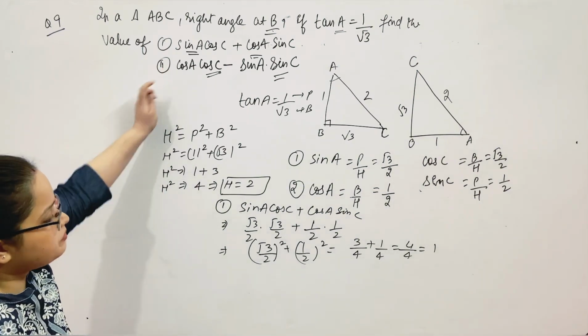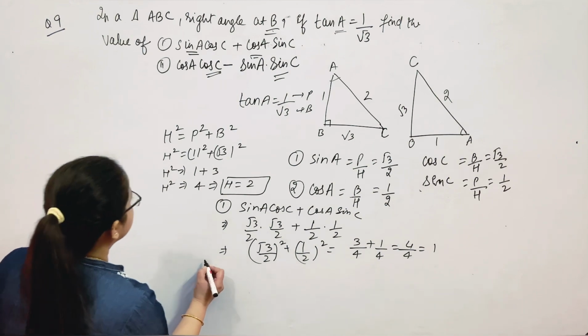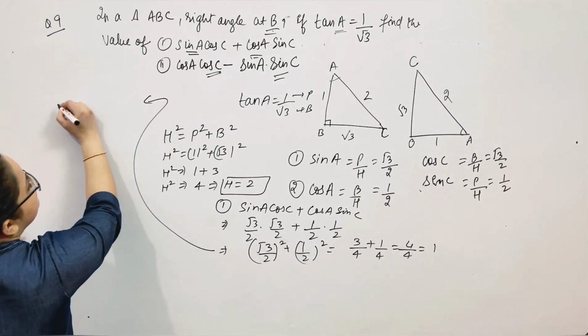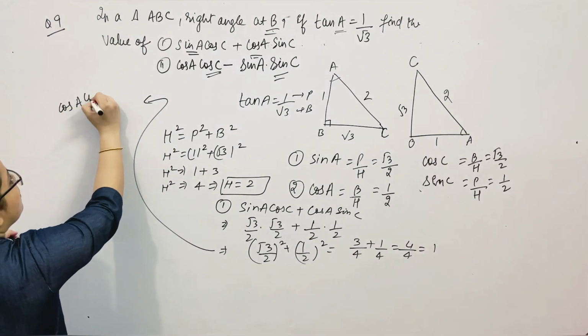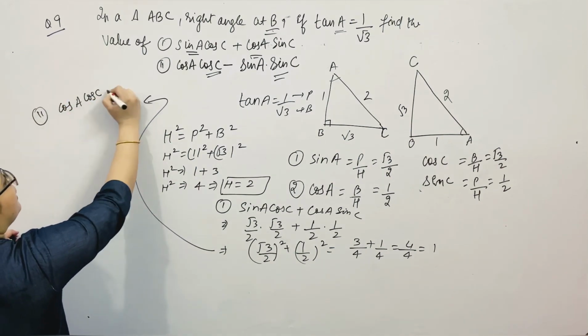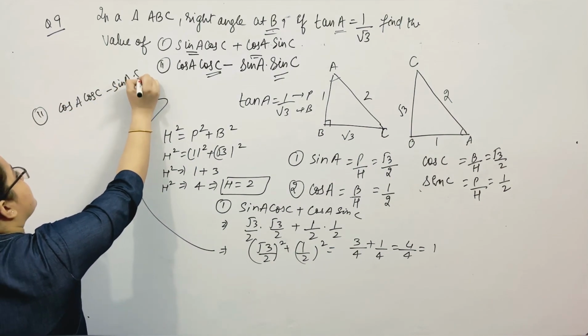Similarly, second part we will also evaluate. It's cos A cos C minus of sin A sin C.